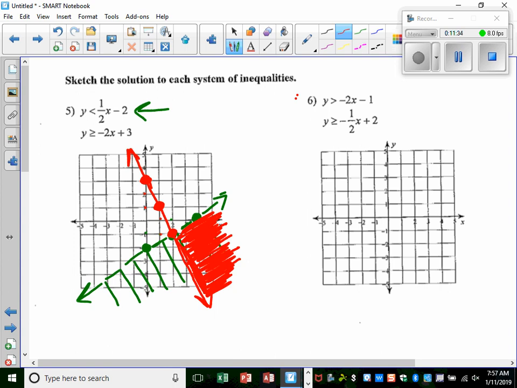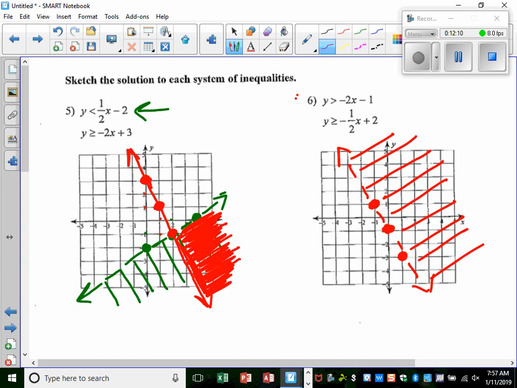Okay, number 6, let's do that one. So we're going to start at -1. Then I'm going to go down 2 to the right 1 and up 2 to the left 1. And this is a dashed line. This is greater than, so that's above the line. And sometimes students don't even do the shading until they graph both, and they can kind of see where they're going to overlap and only do that piece. Okay, and you can definitely do that as well.